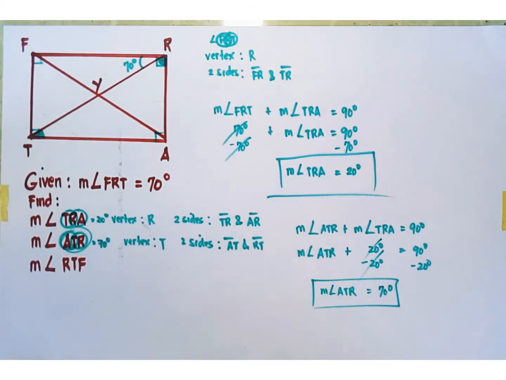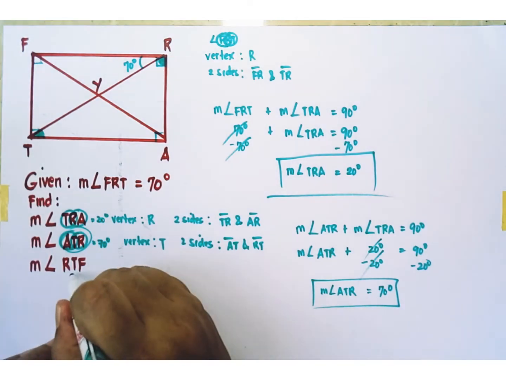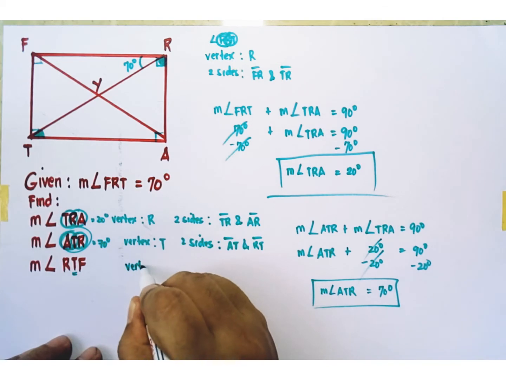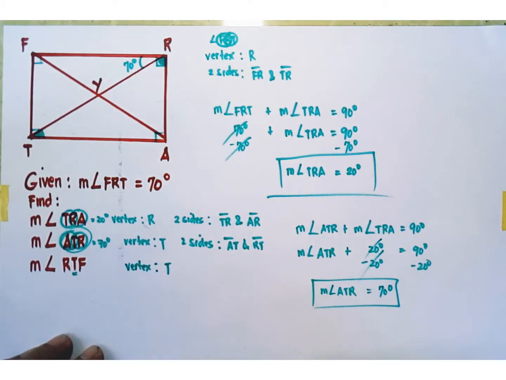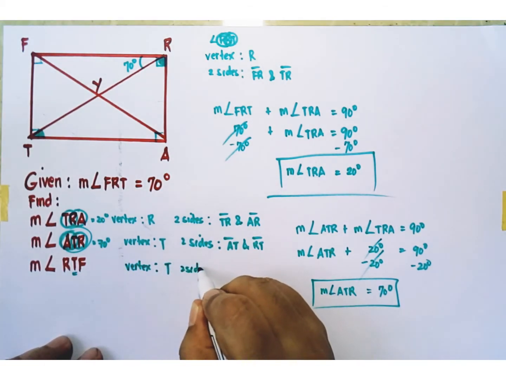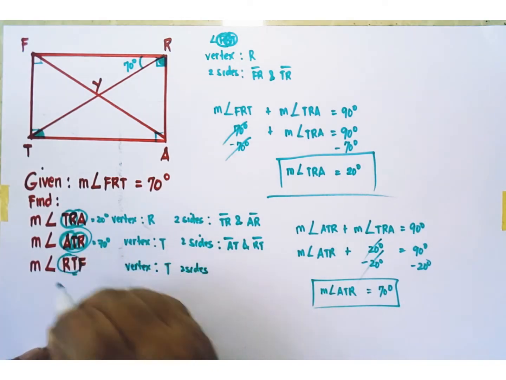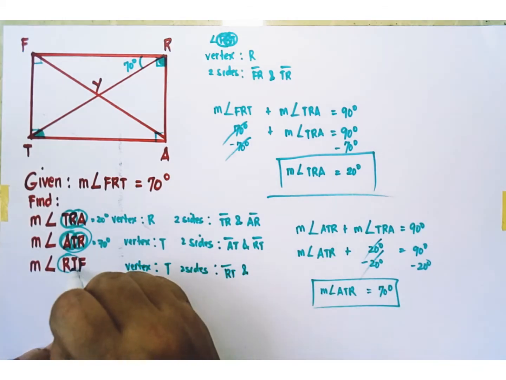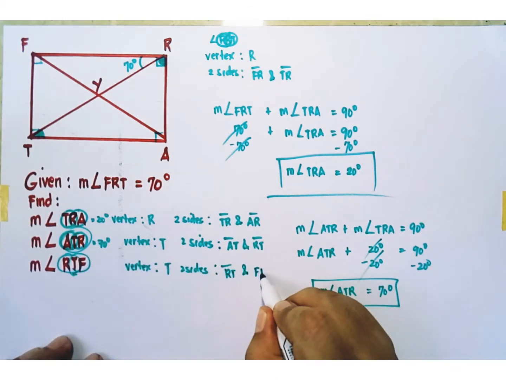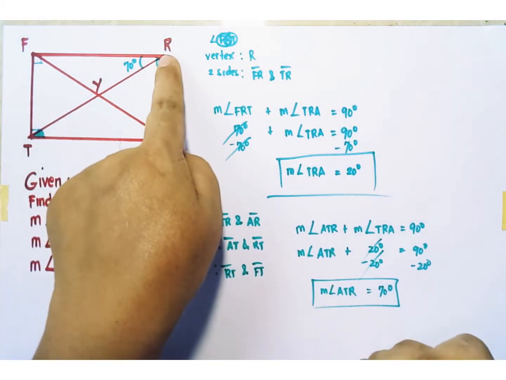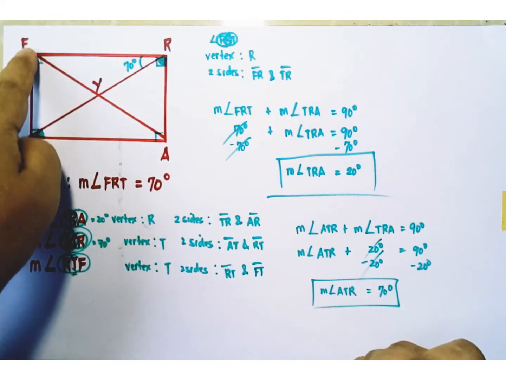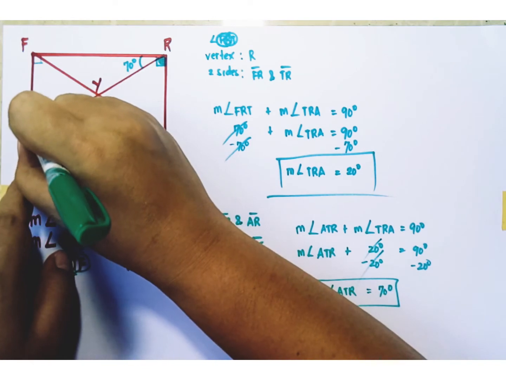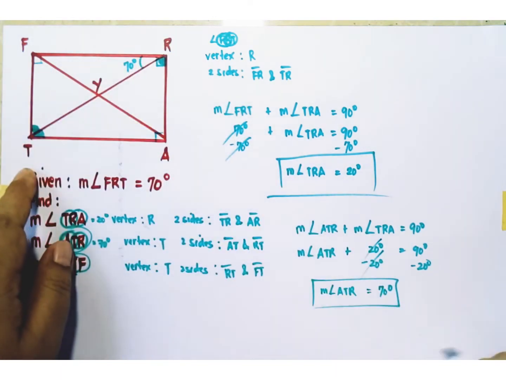Last indicated angle, measure of angle RTF. The middle letter is T. T is the vertex of the angle. The two sides of the angle are line segment RT and line segment FT. This is line segment RT. This is line segment FT. So we are required to find the measure of this angle.